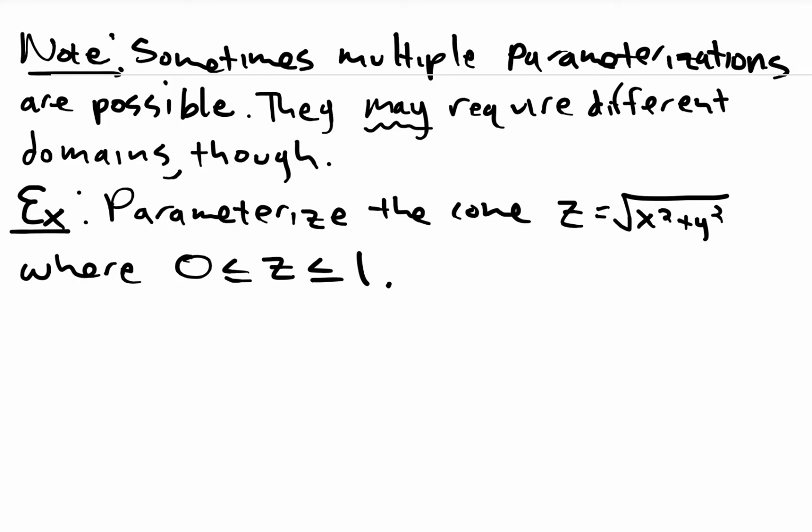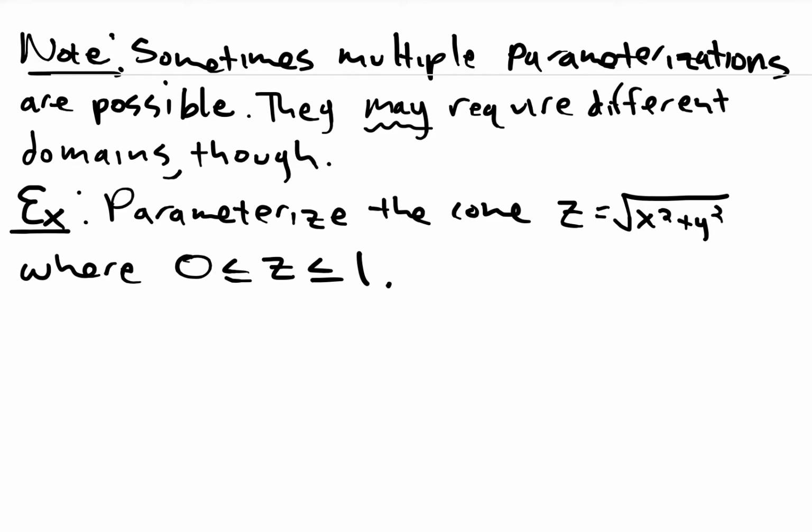Sometimes we get multiple parameterizations back for surfaces. And here's kind of a case where there's a natural reason for why we might not necessarily use u and v all the time. In this particular example, if I want to parameterize this cone, here I'm giving you a specific chunk of the cone to parameterize.